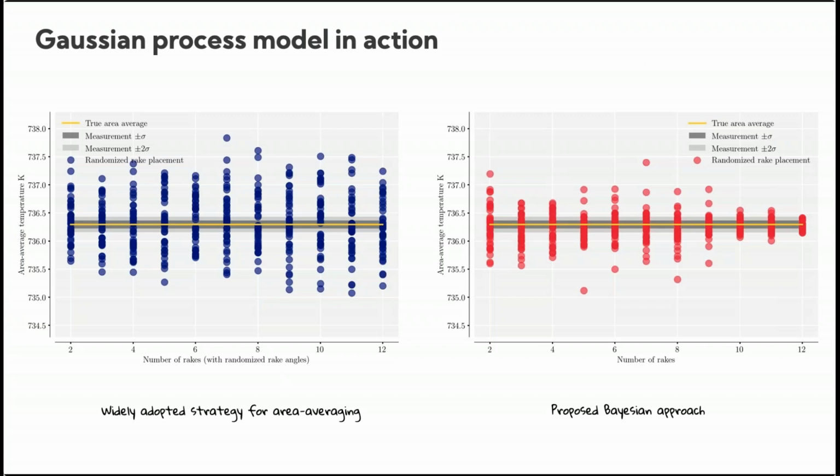Now, what you see on the right-hand side is a proposed Bayesian approach, and the main point to note is that you get a convergence, right? So beyond 10 rakes, you don't see that much uncertainty in the area average as compared to the current widely adopted strategy for area averaging. So this is also quite significant from the perspective of this Gaussian process framework. You get this convergence, which makes sense because as you add more instrumentation into an engine, you would expect a convergence in the area average.